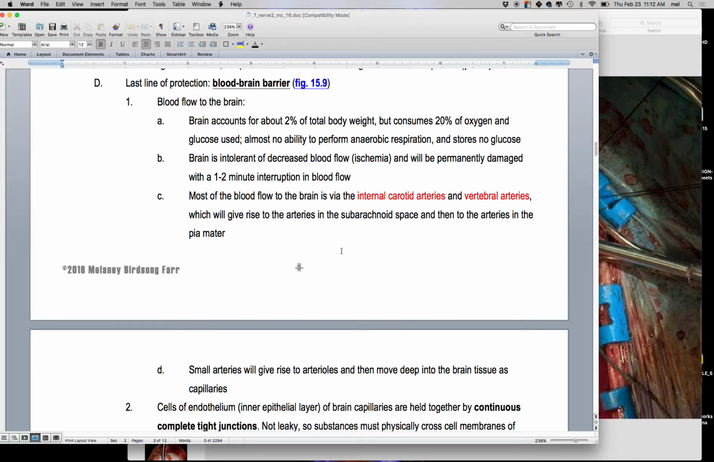And even though it's a glucose hog, and it prefers glucose above all other nutrients to the point that it gets really upset when you try to switch it. It will switch, but it'll be mad. And it stores no glucose, so it doesn't actually store its own glycogen. If your brain at normal body temperatures is without arterial blood supply for 1 to 2 minutes, the tissue will start to die. So it's intolerant of what we call ischemia. And I'll show you these arteries later.